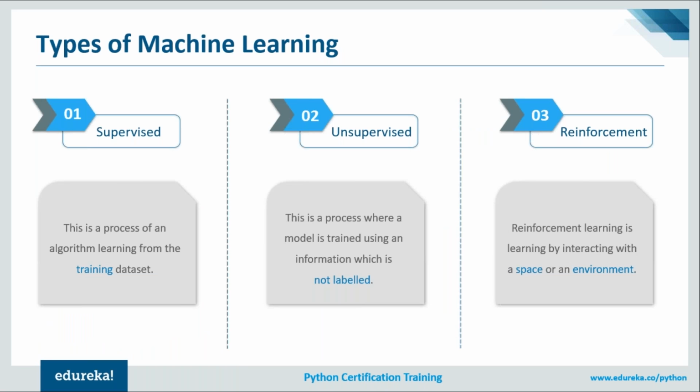Next, machine learning is classified into three types, that is supervised learning, unsupervised learning, and reinforcement learning. So we have already discussed all these three types of machine learning. So you can go back to the video what is machine learning.